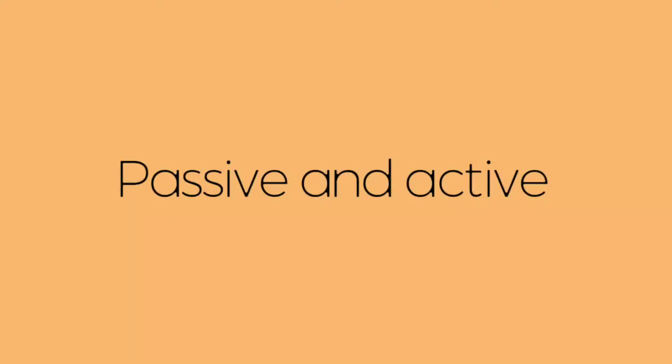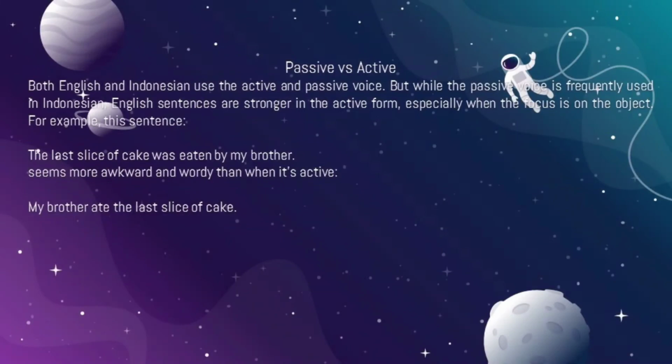Next is passive and active. Both English and Indonesian use the active and passive voice. But while the passive voice is frequently used in Indonesian, English sentences are stronger in the active form, especially when the focus is on the object.